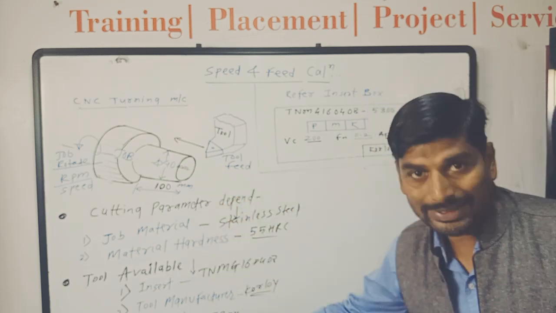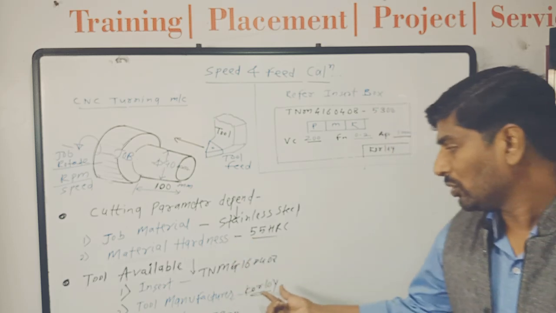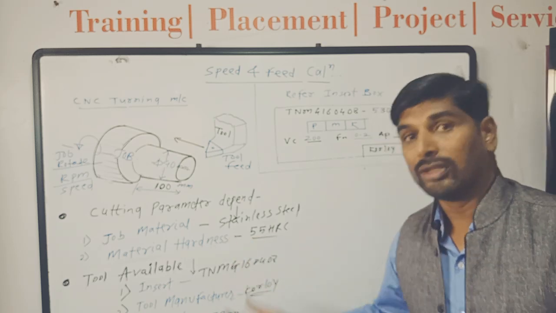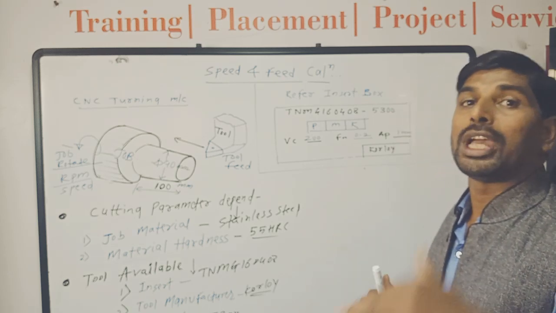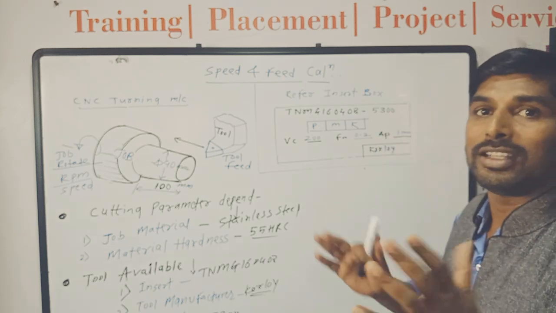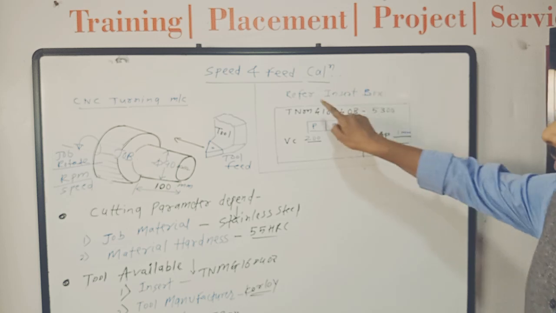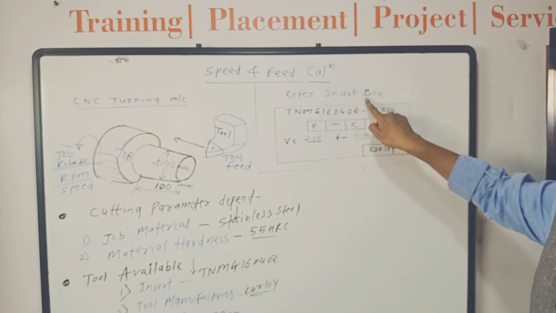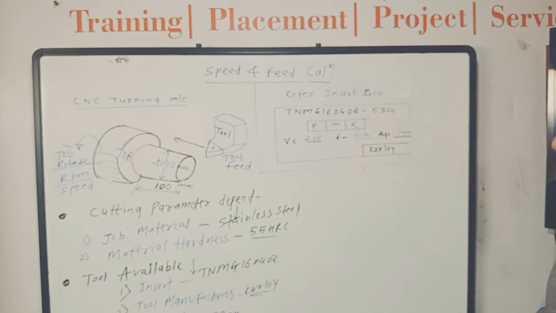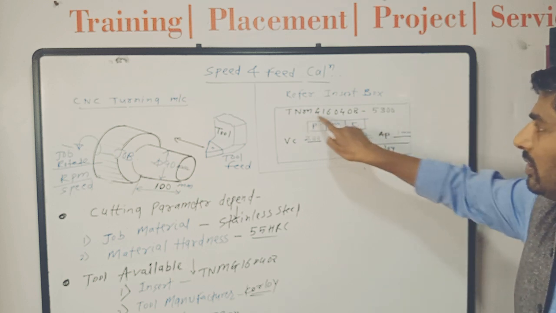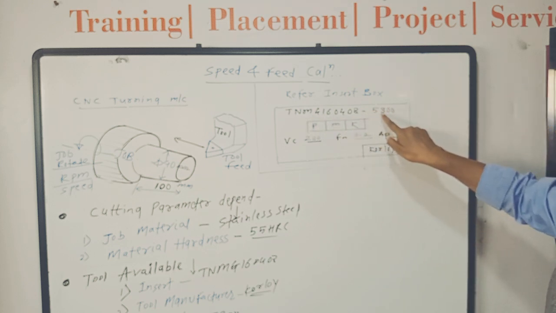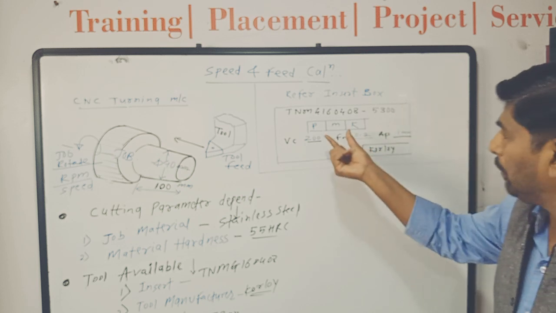Once you know these things, you finalize that you will use the Korloy tool with this grade. Now your tool manufacturer will suggest at what speed feed you can use this tool, and that is called the cutting parameter. Refer to the insert box; the cutting parameter is always suggested by the tool manufacturer. Referring to the insert box, you will see this is a TNMG tool with the grade 5300. Now what does PMK stand for?